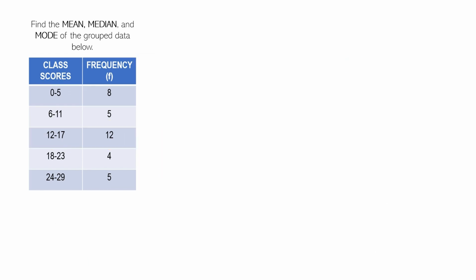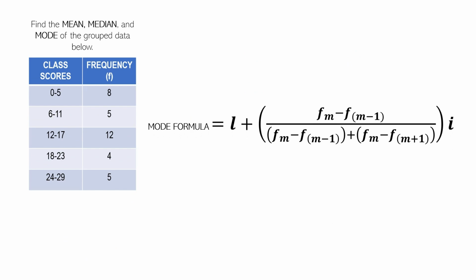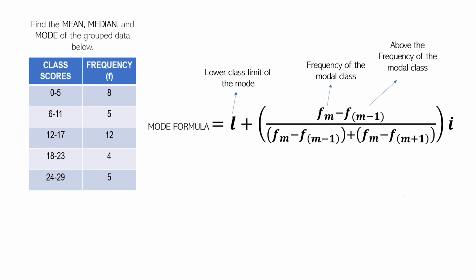Lastly, we have the mode. The formula for the mode is given as the lower class limit of the mode plus the quotient between the difference of the frequency of the modal class and the frequency above the modal class, and the sum of that difference and the difference of the frequency of the modal class and the frequency below the modal class, multiplied by the class interval.